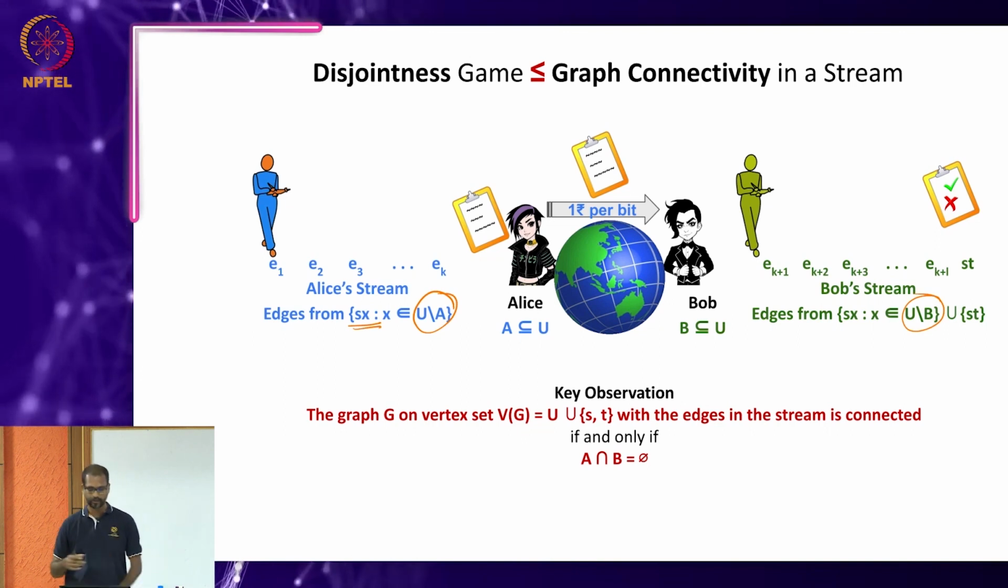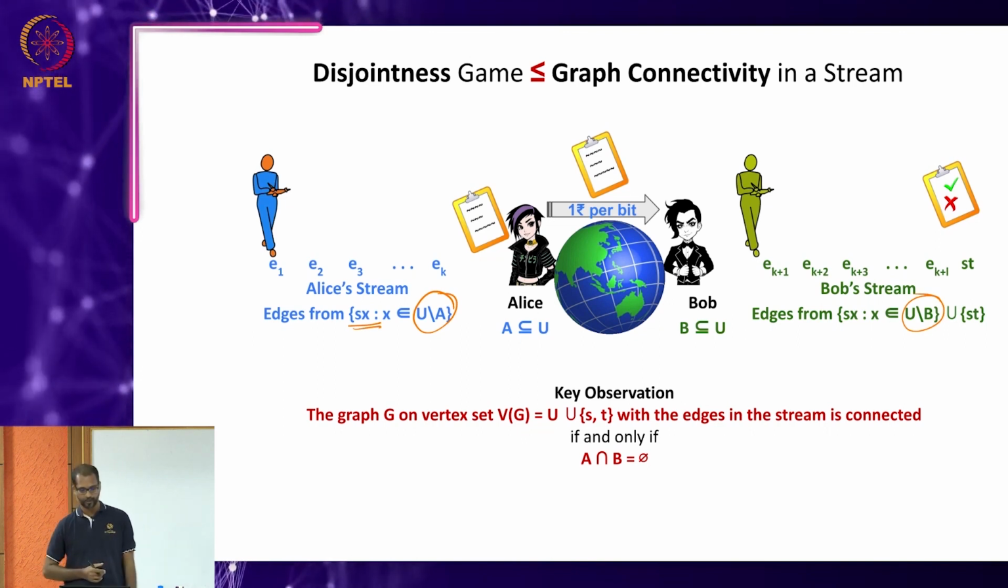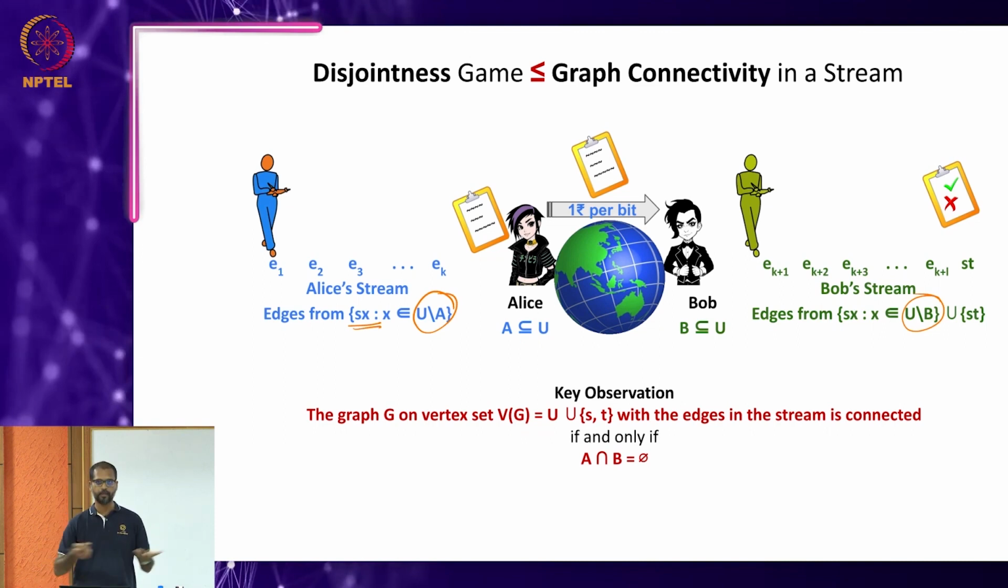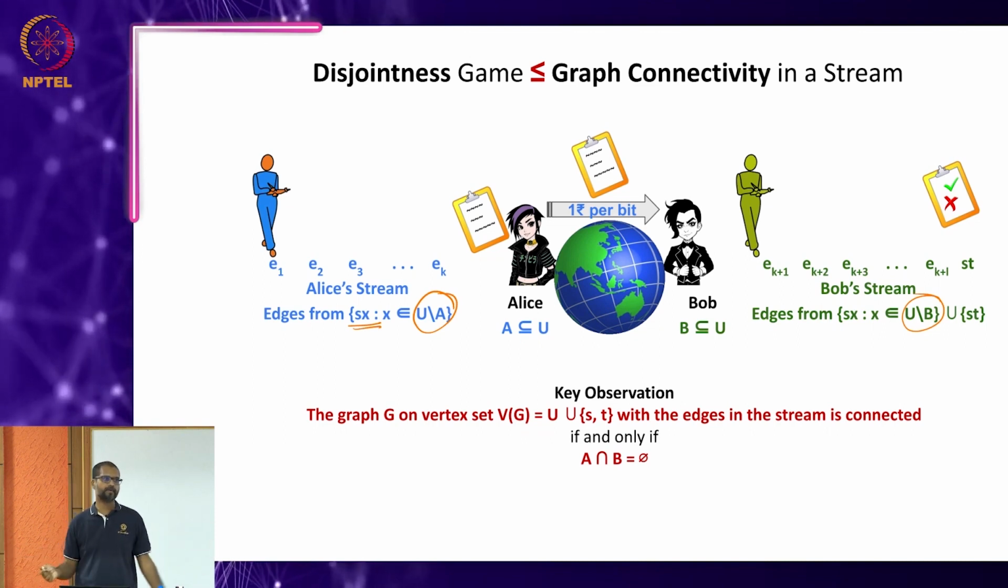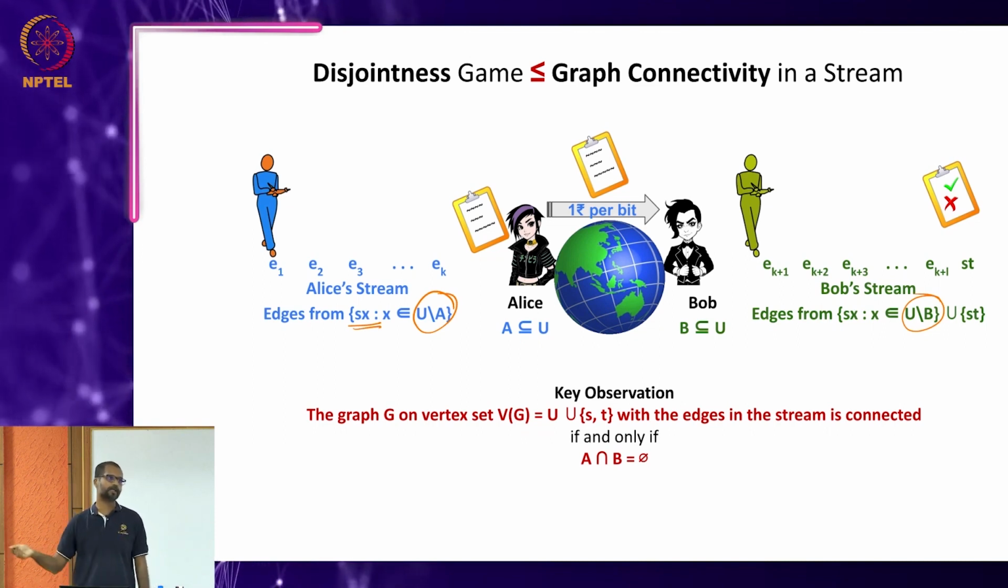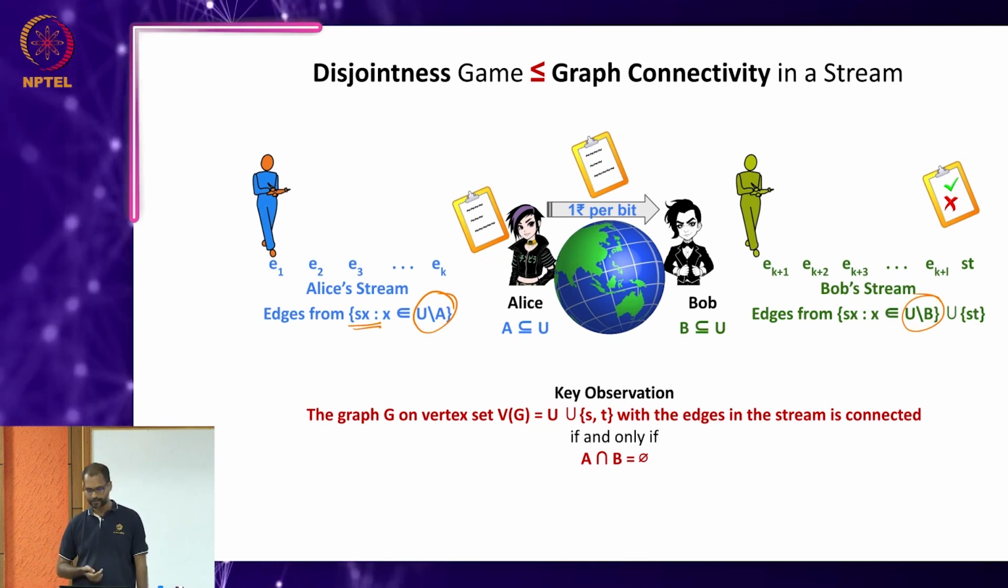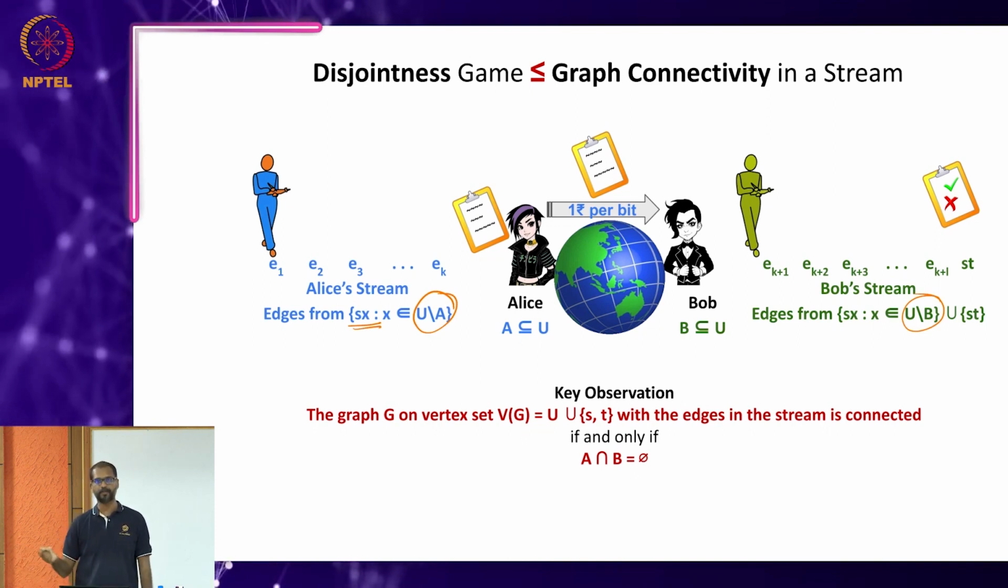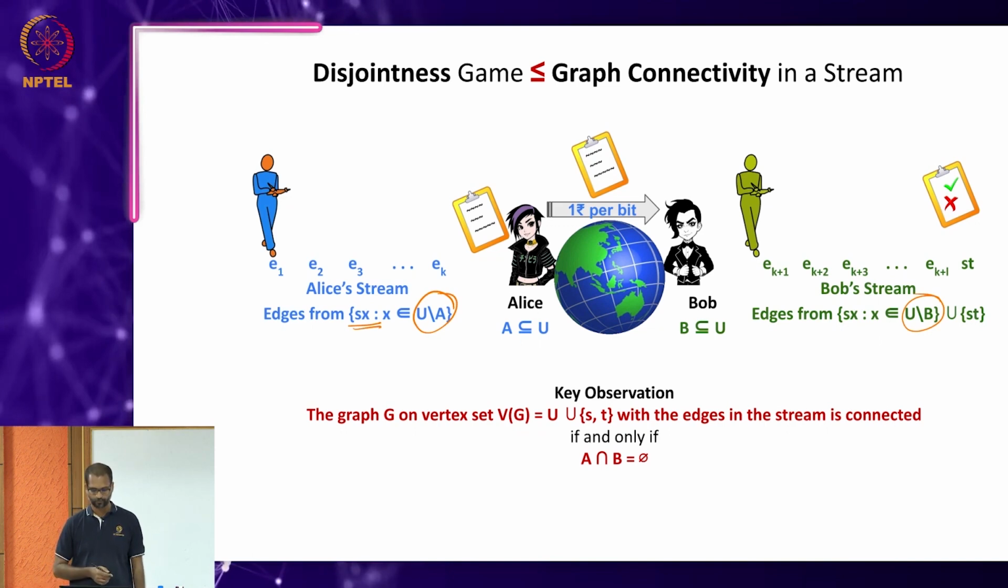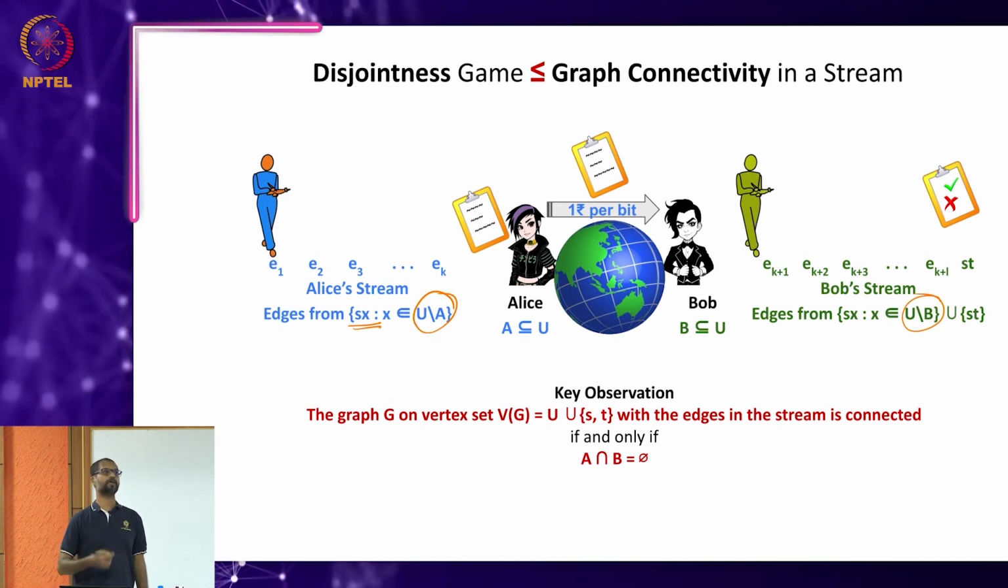Okay, and what is the key observation? That's what I said earlier. The graph that is now broken into this stream is the same graph that we constructed, just put edge by edge onto the stream. It is connected or not depending on whether A intersection B is empty. This gives a lower bound for graph connectivity.